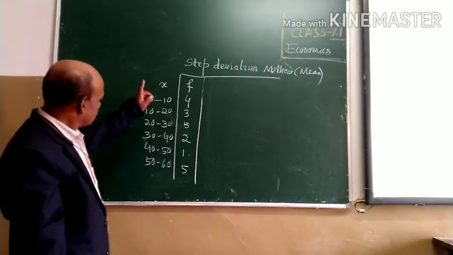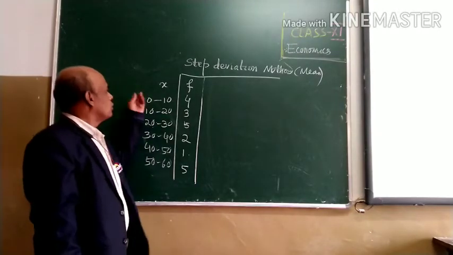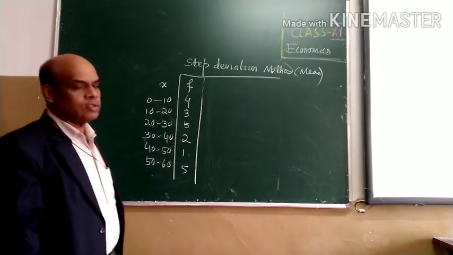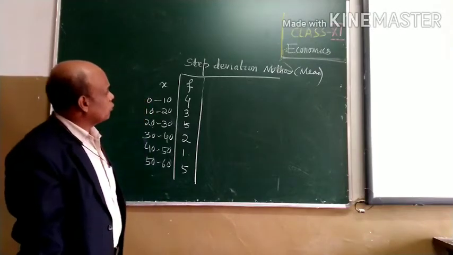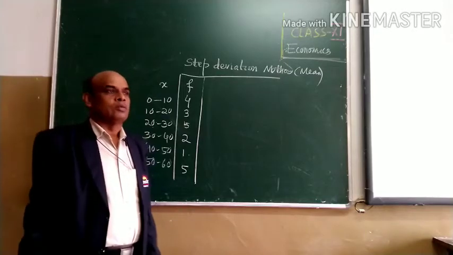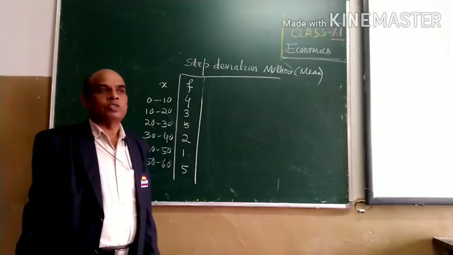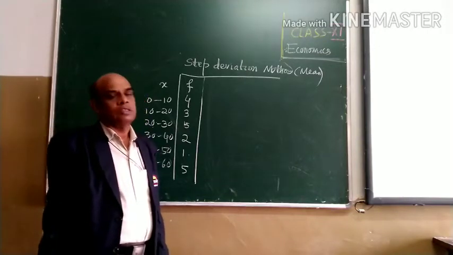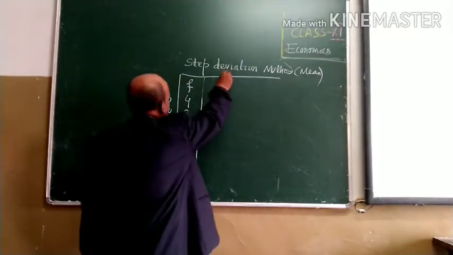So the class is given with an interval of 10, 0 to 10, 10 to 20 like that, and the frequency is also given to you. What you have to do is find the arithmetic mean. The method is step deviation. So if the question asks you to find by a particular method, you have to find it only by that method.